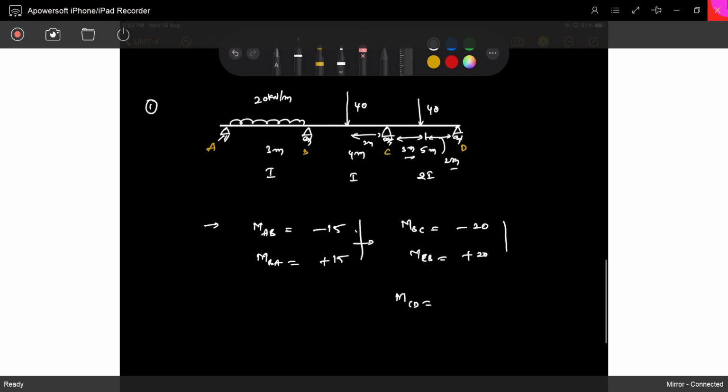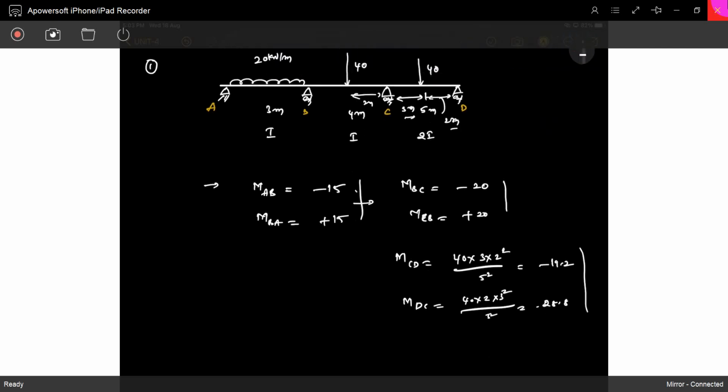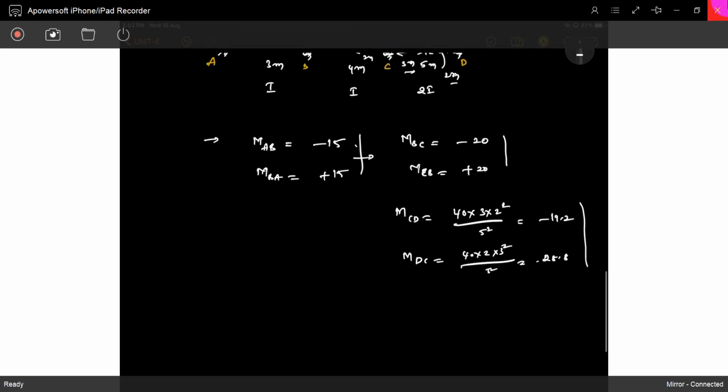So it's 2 and 3. 4 into 3 into 2 square divided by 5 square. So what is the value? It's minus 11.52. MDC is 4 into 2 into 3 square by 5 square, it's 28.8. These are the fixed end moments. Now we have to find the distribution factors.